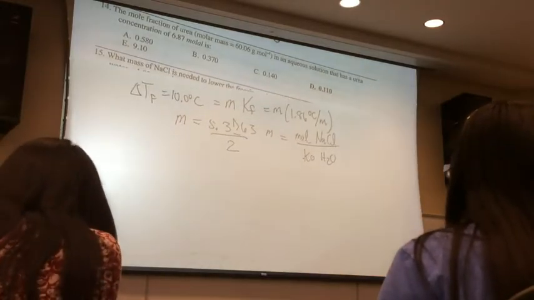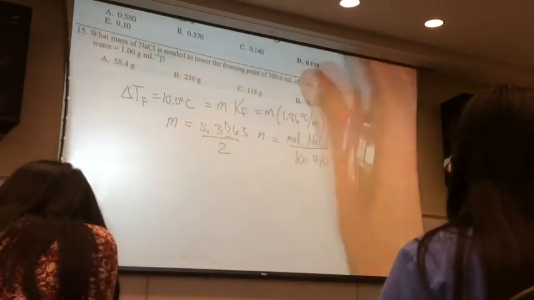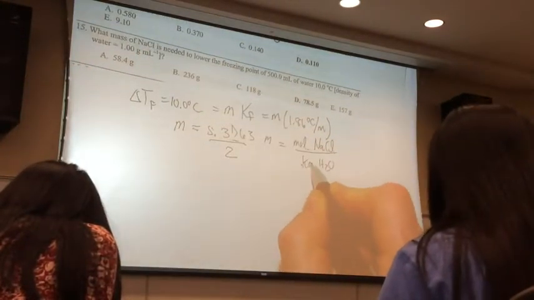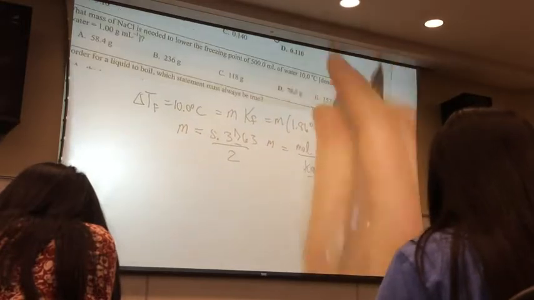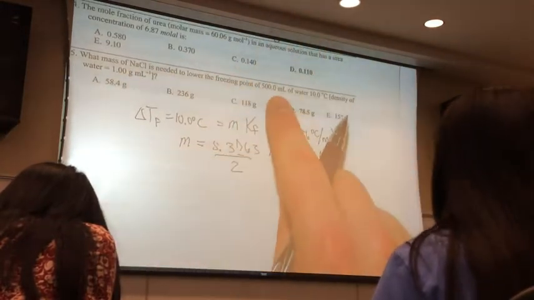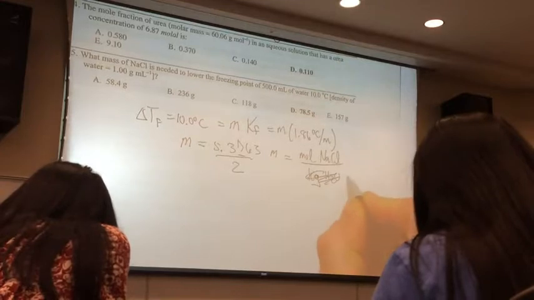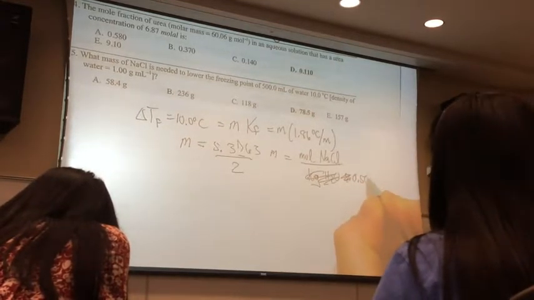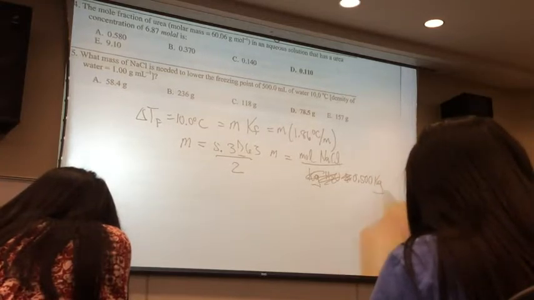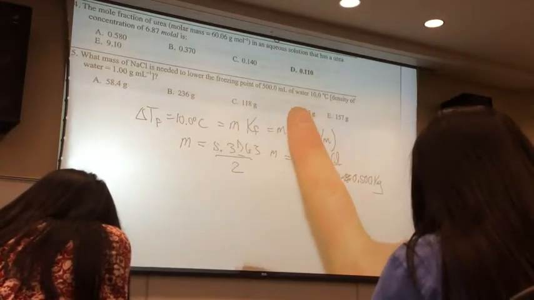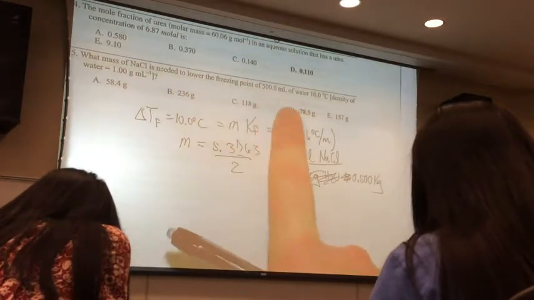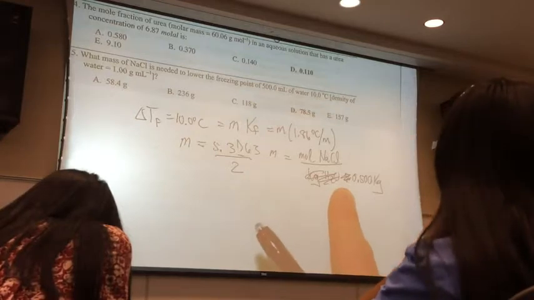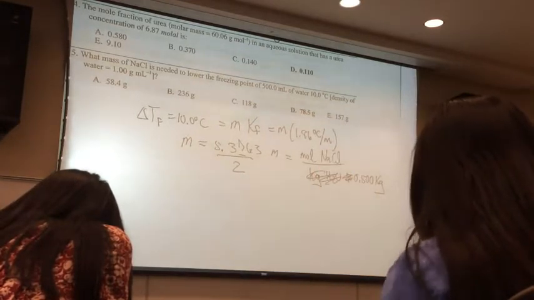The moles of sodium chloride I don't know. We're trying to figure out grams. But the kilograms of water: water is 1 gram per mL. So if I have 500 mL, it's going to be 0.5 kilograms in the denominator there. 500 mL is 500 grams, which is 0.5 kilograms. Everybody with me? So now I can calculate moles.